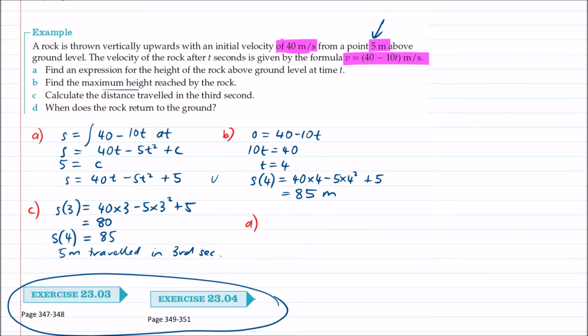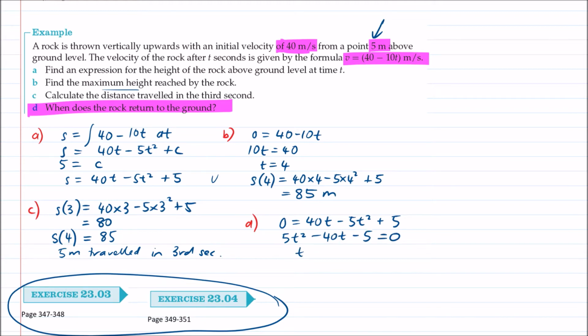Okay, question 2. So for this last problem, when does the rock return to the ground, we're going to set distance equal to 0. So I'll write out 0 equals 40t minus 5t squared plus 5, and we'll solve that equation for t, because when distance is 0 that means that it will be at ground level. Okay, so we'll rearrange it to make the t squared term positive. So then we'll have minus 40t minus 5 equals 0, and we'll divide through by 5, so t squared minus 8t minus 1 equals 0.